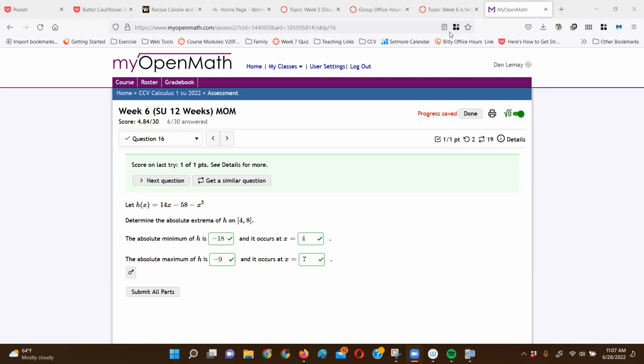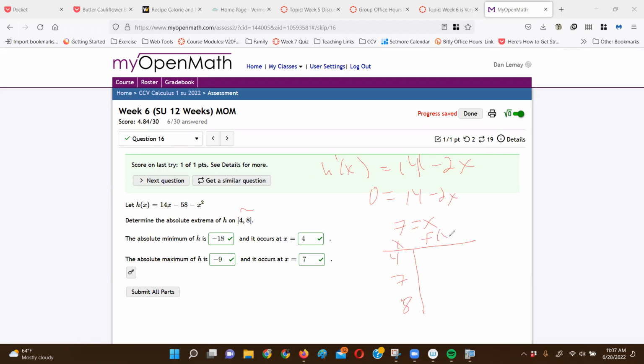Now I'm going to do the derivative of that function. Notice it's a closed interval, so that helps. So the derivative of that function is, what is it, 14 minus 2x. So when that equals 0, 14 minus 2x, doesn't x equal 7? Subtract 14, divided by -2. So we'll test 4, 7, and 8.